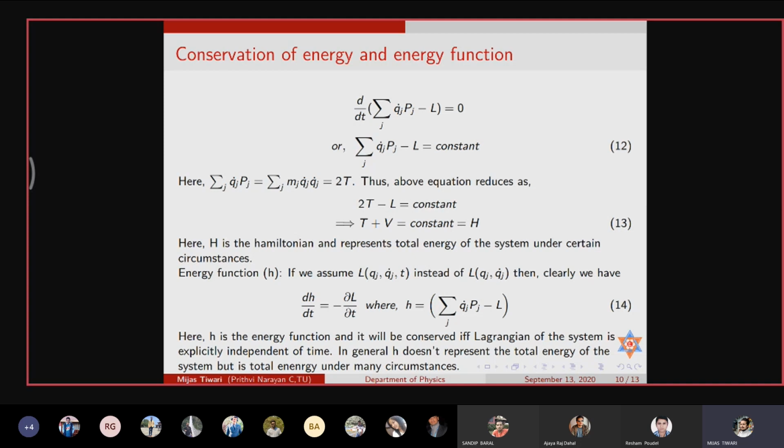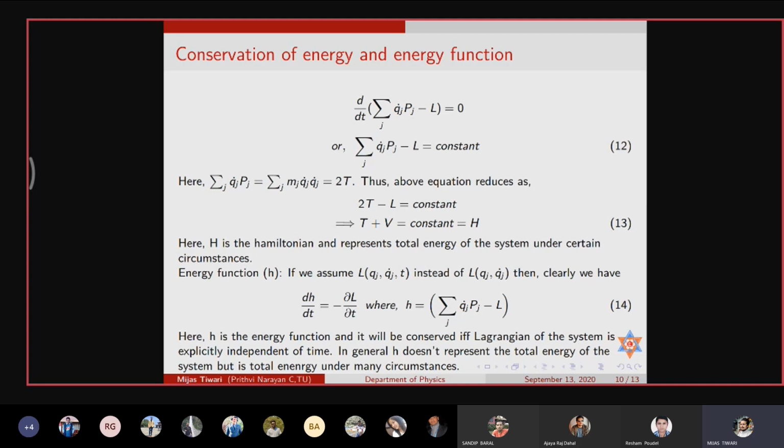What this corresponds to is that if we assume that the system is conservative, and assume that the constraint imposed on the system is explicitly independent of time, and the Lagrangian is independent of t, then that system corresponds to the conservation of energy, where H is the Hamiltonian and represents the total energy of the system under certain circumstances.